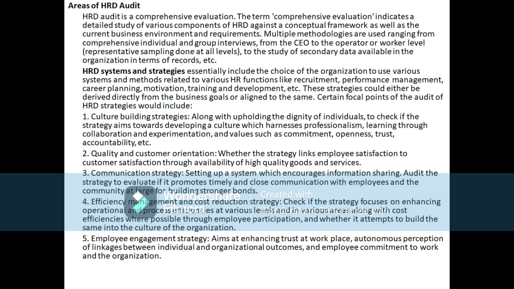Are the efficiency levels of the employees high and is employee participation high? Because cost reduction can be done only if employee efficiency and employee participation are high. Okay, cost can be reduced, and all this can be seen, analyzed and assessed by the auditor. Okay, and employee engagement strategy aims at enhancing trust at the workplace, autonomous perception of linkages between individual and organizational outcomes, and employee commitment to work in the organization.